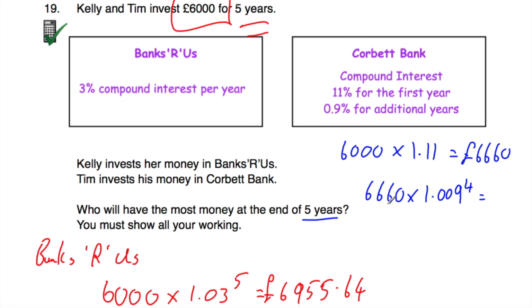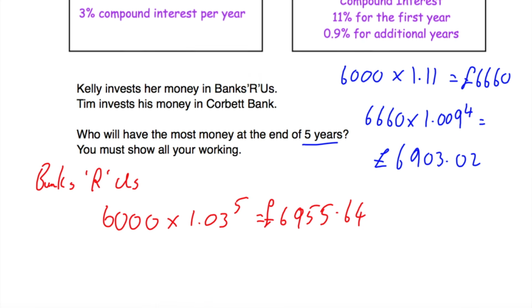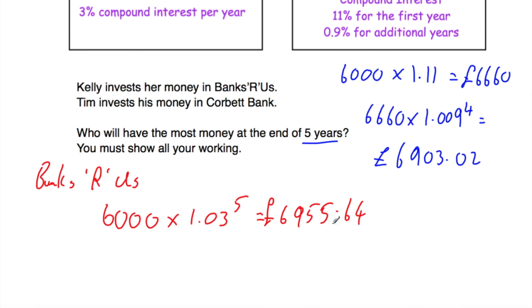So if we do 6,660 multiplied by 1.009 to the power of 4, that's equal to £6,903 and 2p to the nearest penny. So that's fantastic. We've now worked out how much money Tim would have if he invested his money in Corbett Bank. Now the question says who will have the most money at the end of 5 years. So let's compare them. So as you can see here that Kelly would have more money in Banks R Us than Tim. So let's write that down.